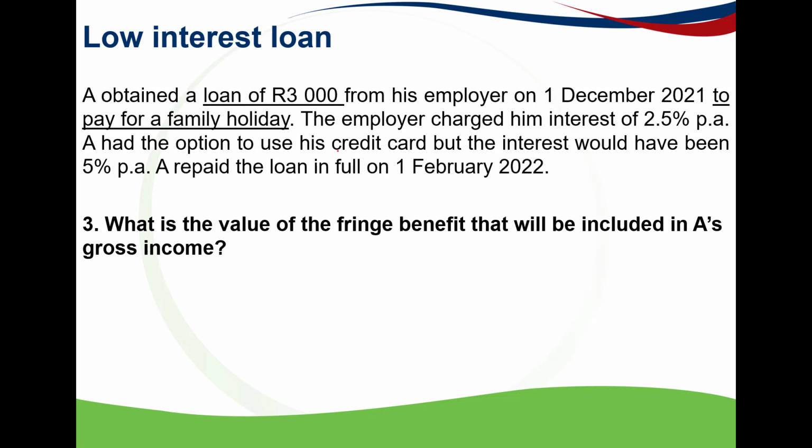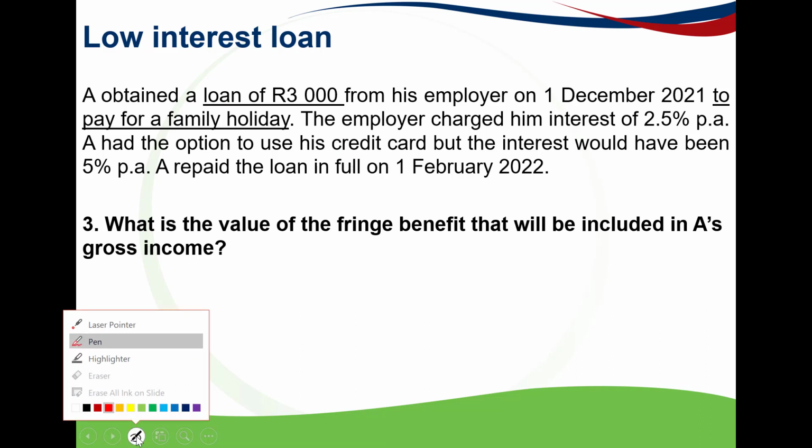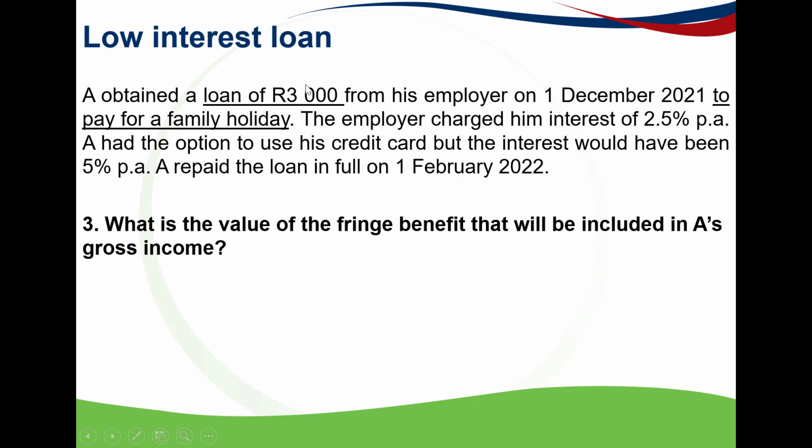The third example is almost similar to example 1 and example 2. However, the difference in this case is that the value of the loan in this example is 3,000 as opposed to the 50,000 that we had there. And then we are back to the first scenario where the amount of the loan was used by the employee for a family holiday, right? So what is the gross value of the benefit that will be included in the taxpayer's gross income?